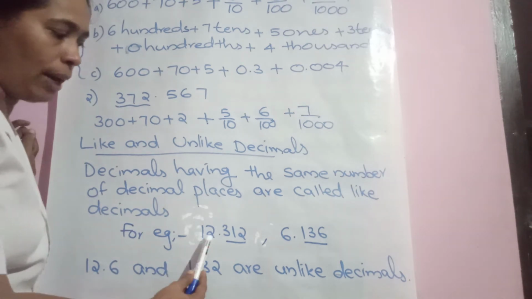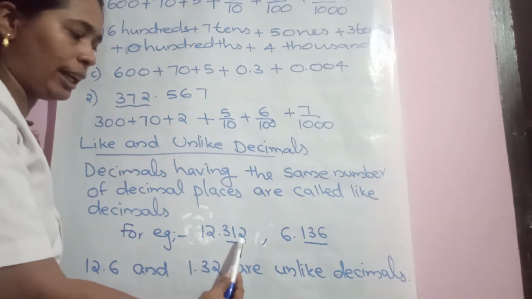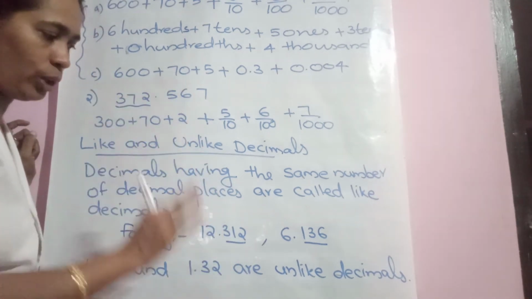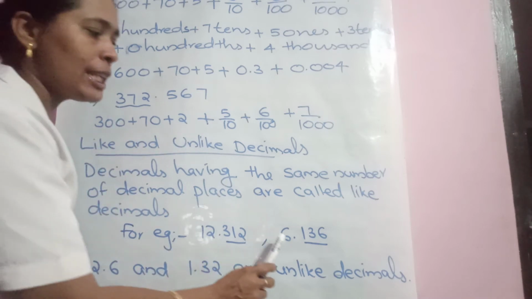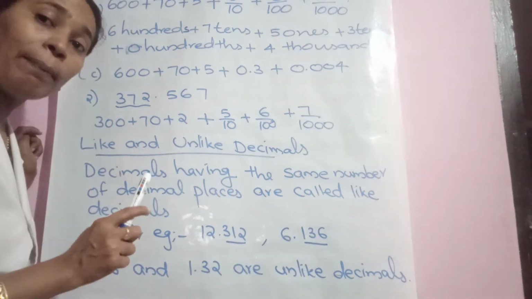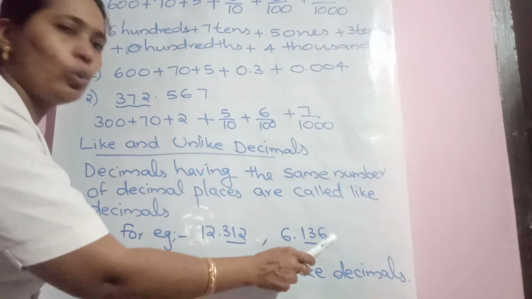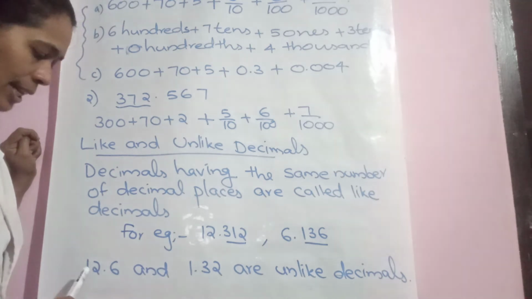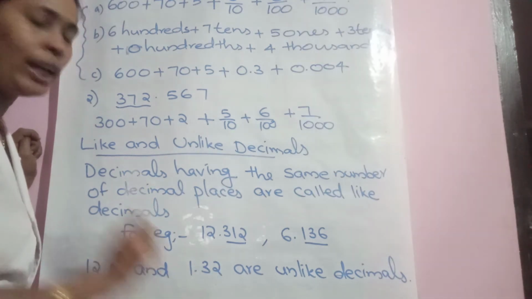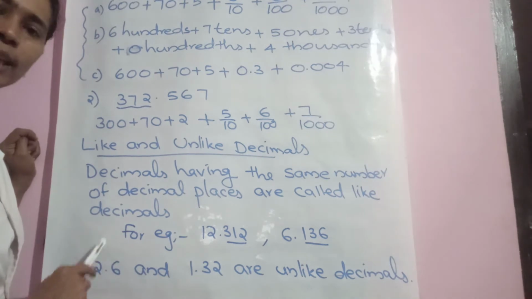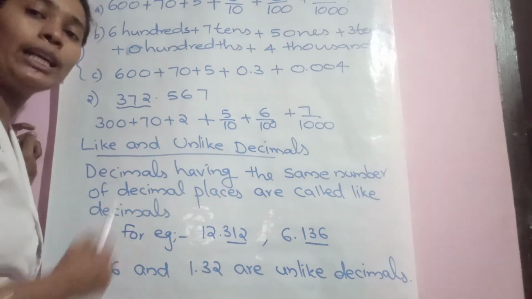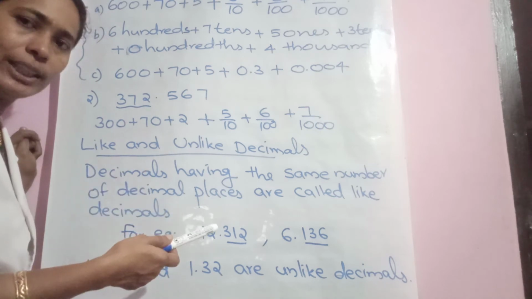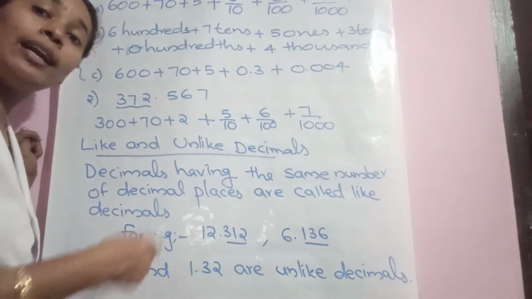So see 12.312. How many digits are in the decimal part? 3 digits are there: 3, 1 and 2. 6.136, in the decimal part, how many digits are there? 1, 2, 3 digits are there. So they are called like decimals. Then let us consider 12.6 and 1.32. Here we have 1 digit in the decimal part. Here we have 2 digits in the decimal part. Are they equal? No, different number of digits in the decimal places. So they are called unlike decimals.